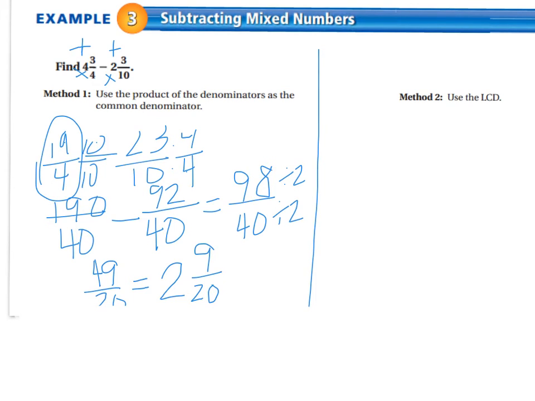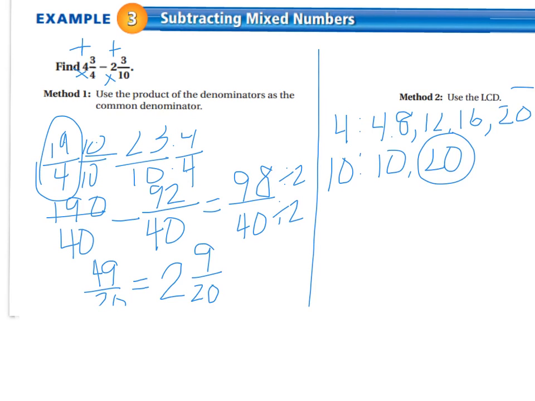Using the least common denominator method tells me again I need to find the least common multiple of 4 and 10. So multiples of 4 would be 4 times 1 is 4, 4 times 2 is 8, 4 times 3 is 12, 4 times 4 is 16, 4 times 5 is 20, and my instincts tell me that I can stop there because when I do multiples of 10, 10 times 1 is 10, 10 times 2 is 20, and there are my two 20s. My least common multiple, my least common denominator, is 20.